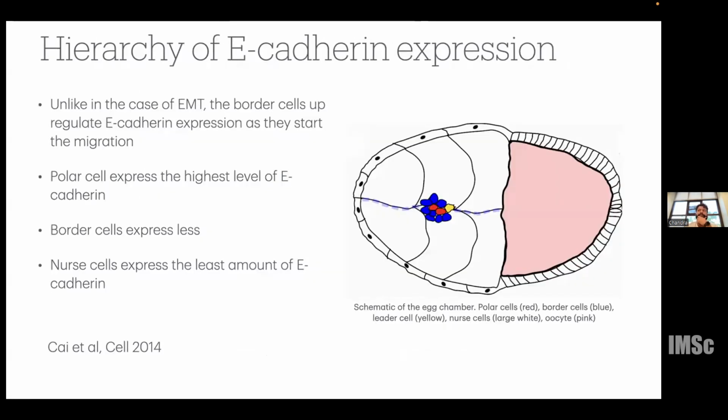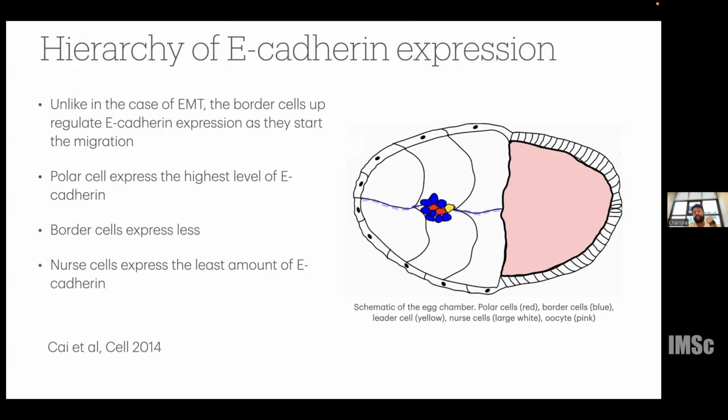E-cadherin is super important here because all the three relevant cell types express E-cadherin, but in different levels. The polar cells, the two red cells I highlight inside, have the highest amount of E-cadherin. The border cells that enclose them have the second highest. And the nerve cells, which are the cells through which they go, have the least, but nonetheless, they do have E-cadherin.